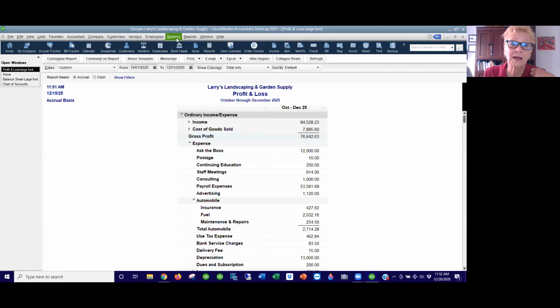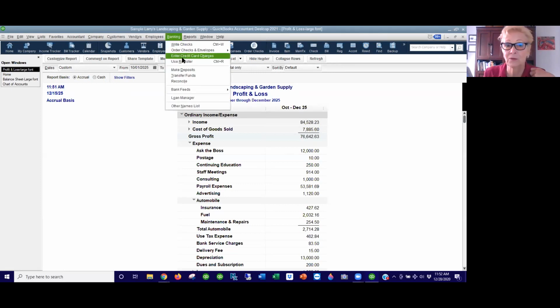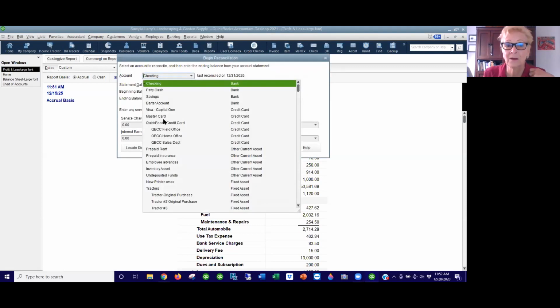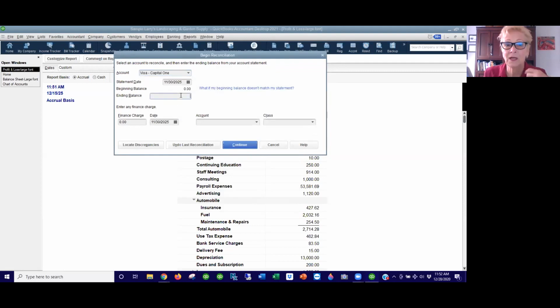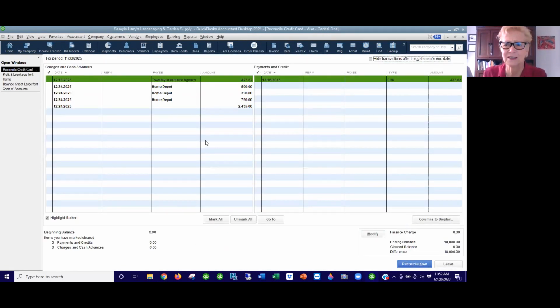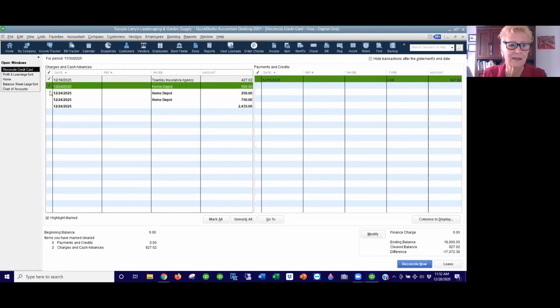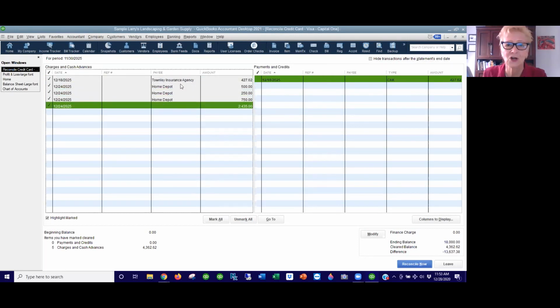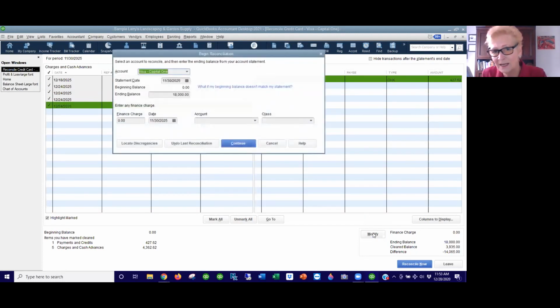I would also reconcile my credit card. We just took some time and went through credit card charges. I would do the same thing, reconcile, and I want to reconcile that Visa Capital One. And we're going to make up a number here real quick. I don't remember what we actually charged in there. It looks like we didn't charge quite as much as we thought, but here's my charges. This was a charge. And did I have this payment applied yet?